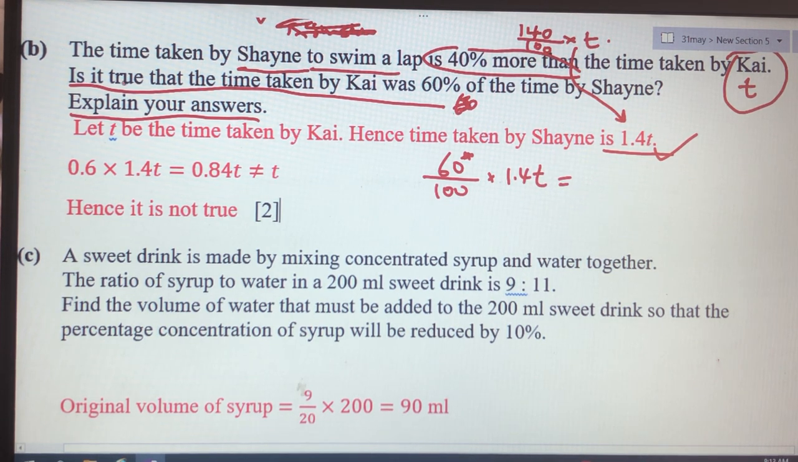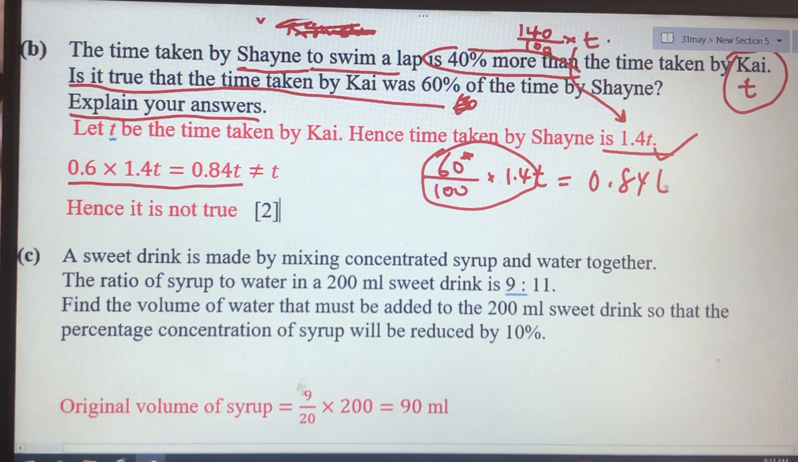The thing is that they're asking you whether this is equal to T or not. When you press the calculator for this whole thing, you find that it's not. It's actually 0.84 T. T is Kai. So it is not equal to Kai. So you just say it's not true.